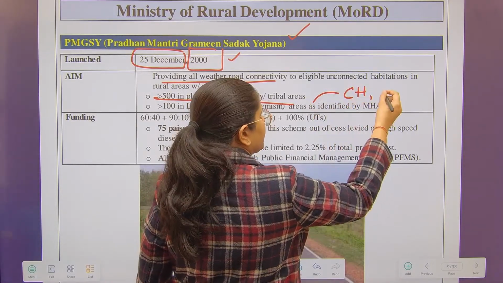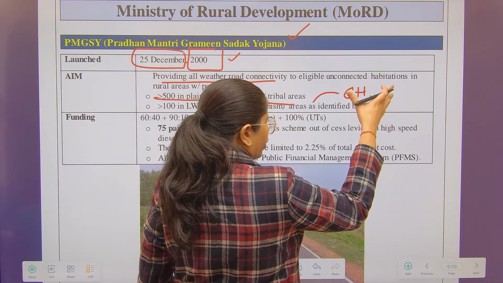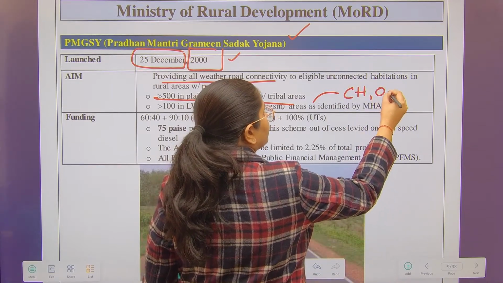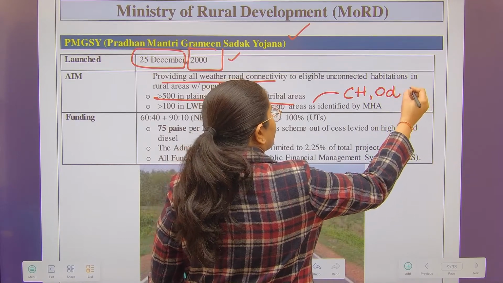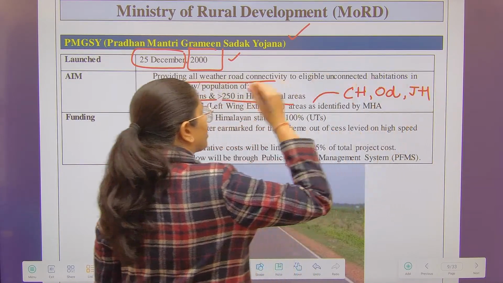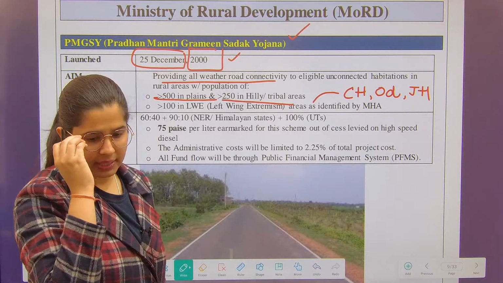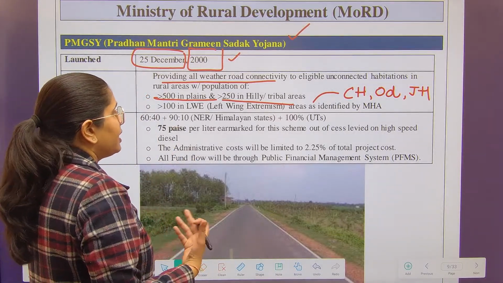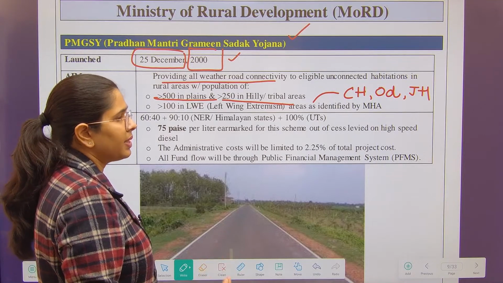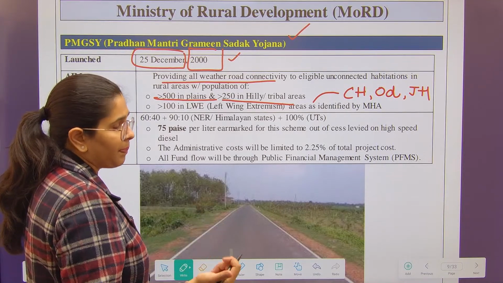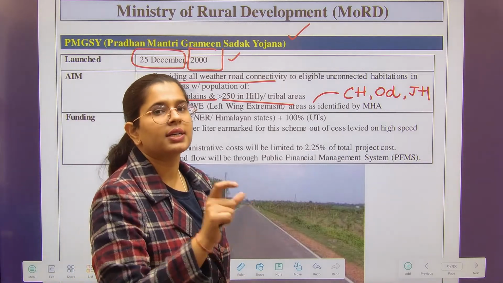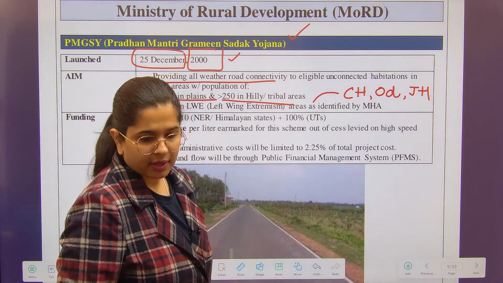In this particular scheme, a small part, the southern part of Chhattisgarh, Odisha and Jharkhand, are the parts which are impacted heavily by the Naxals. You can call it Naxal. The term comes from Naxalbari, which was a place in West Bengal, right? So that is why the word Naxals comes from there.